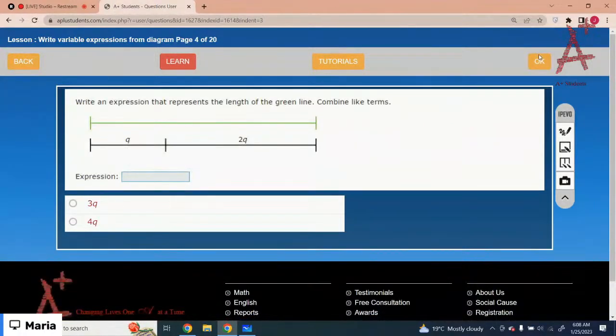Okay, write an expression that represents the length of the green line. Combine the like terms. So the length of the green line is equal to the length of the black line, and the length of the black line equals q plus 2q. So when you add them, the length equals, which is the correct option?